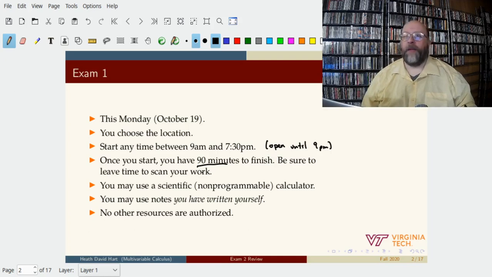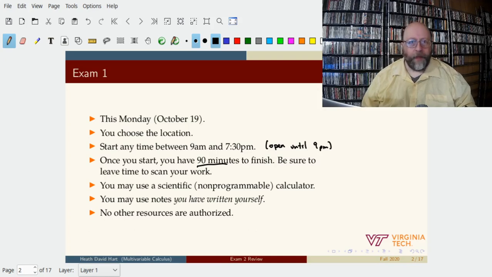That includes time to scan your work. Some of you messed this up last time. Used up the 90 minutes and then weren't able to submit your work. Please try to get your work in on time.